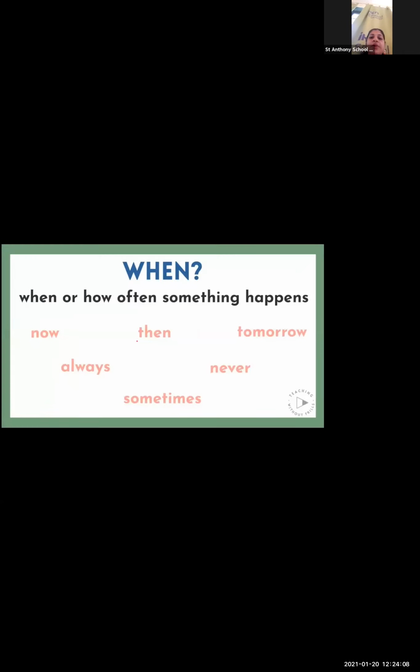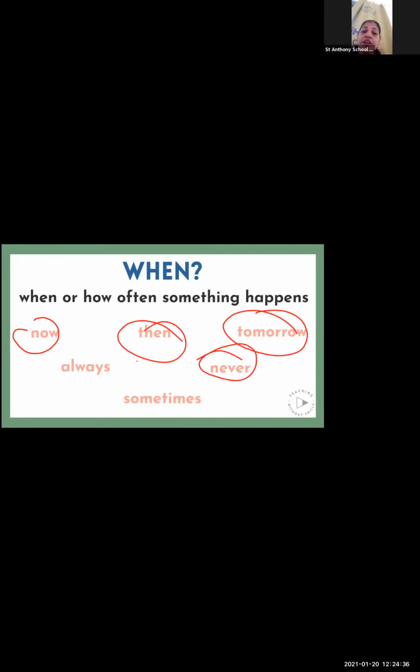Let us try to understand when. When you ask a question which starts with when, it gives you the adverb. When or how often. How often means how many times did it happen, and you will get the answer of an adverb. For example, the adverbs can be now, then, tomorrow, never, sometimes, always. These all are the adverbs. Just try to ask the questions which will have these answers. Yes, try to form the question.